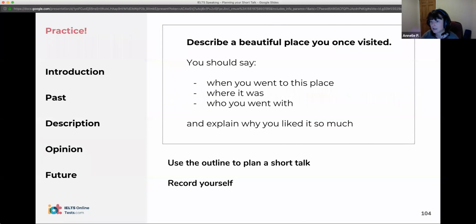Can you do that for 2 minutes, and then listen back, check, see how you did, see if you can improve it. Did you use the linking phrases? Did you use the best vocabulary that you could? Was it easy to follow?